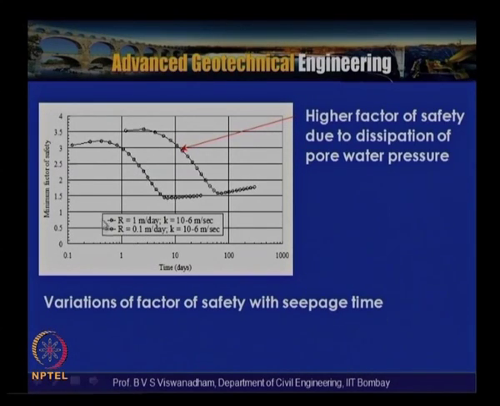Here a higher factor of safety due to dissipation of pore water pressure can be seen, with the distribution of minimum factor of safety against time in days plotted here. For example, on the second and third day the factor of safety is 2 here, but for the same slope with slow drawdown the factor of safety ensured is about 3.5 or so. That is what is explained in this slide.